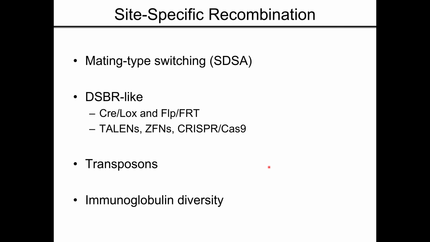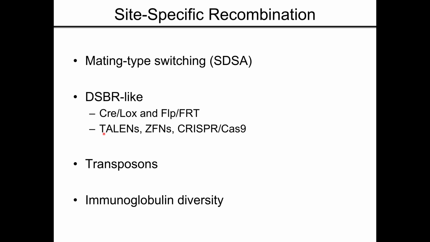Okay, so on Thursday, we're going to come back and talk about site-specific recombination that uses the synthesis-dependent strand annealing and double-stranded break repair mechanisms to affect several controlled processes in cells, like mating type switching in yeast, switching between MAT-a and MAT-alpha. We're going to talk about DSBR-like site-specific recombinations, including Cre-lox and Flp-FRT systems, which were used to make the first transgenic animals in the late 70s and early 80s. And then more modern DNA modification and gene therapy approaches that incorporate a site-specific endonuclease.